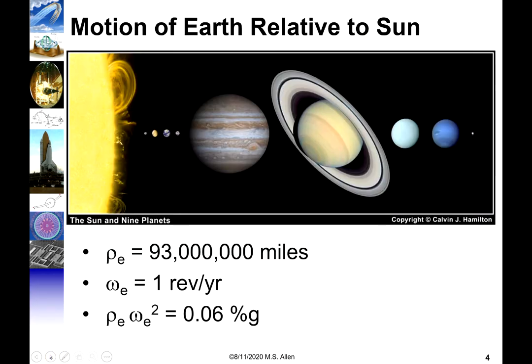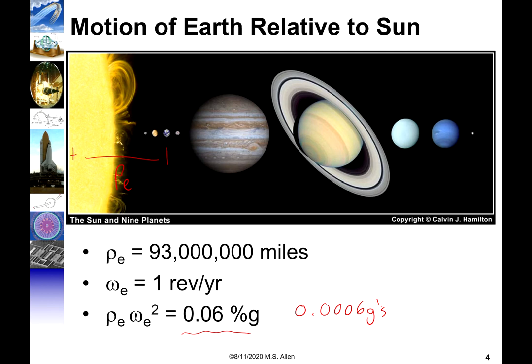So what about the Earth relative to the Sun? This is an enlarged view, but the Earth, we know, is the third planet out from the Sun. We're at a distance of 93 million miles from the center of the Sun. So that's our rho, our moment arm from the Sun to the center of the Earth. And we're moving around in a circle, as we said earlier, so that we make one revolution per year. So if we do the math in this case, we get 0.06% of a g, or 0.0006 g's.